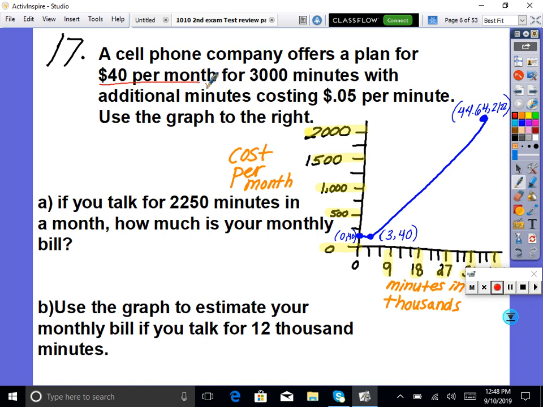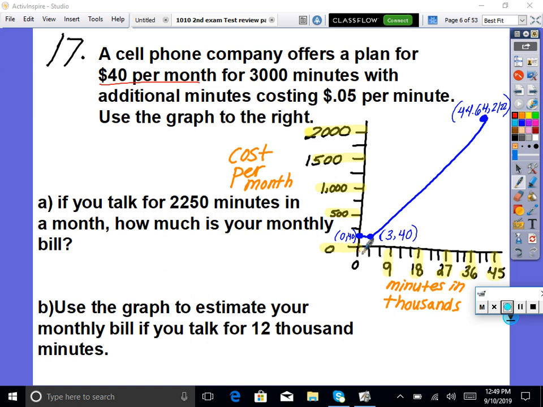And then it says for the first, hold on, the announcements are annoying. Now notice it also says that for the first 3,000 minutes, that's $40. So notice the line stays consistent. You're only paying $40. Now this must down here be in minutes and thousands.